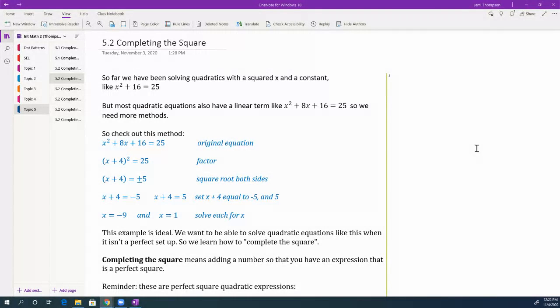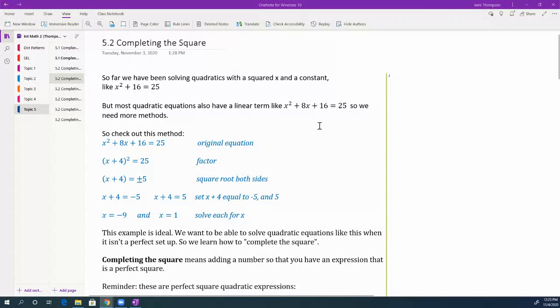So far we have been looking at solving quadratics with a squared x and a constant, something similar to x squared plus 16 is equal to 25. But today, not all quadratic functions look like that. Not all of them are so convenient. So today we're going to be looking at more popular quadratic equations that have a linear term. The example I have here is x squared plus 8x plus 16 equals 25. To solve this, we need more methods. We need more tools in our toolkit.